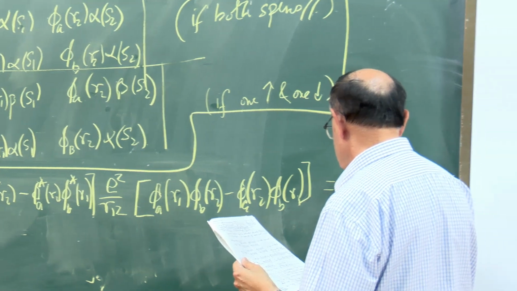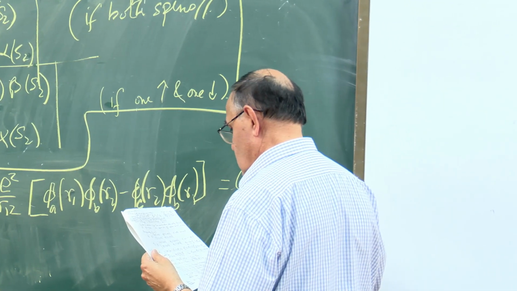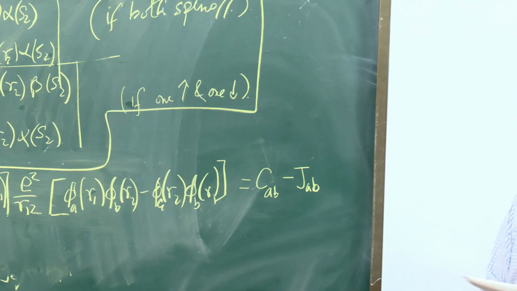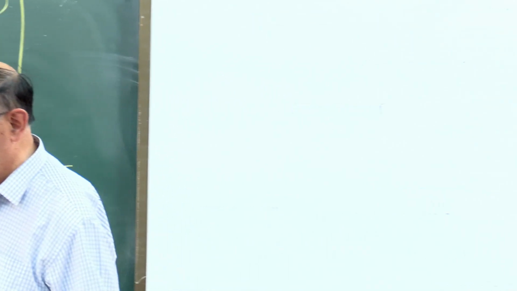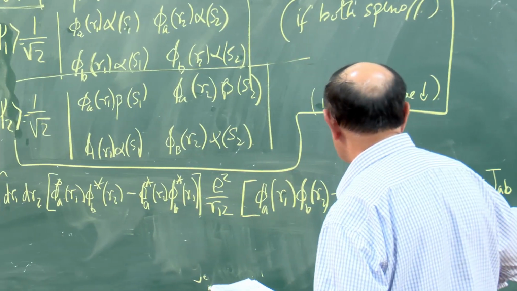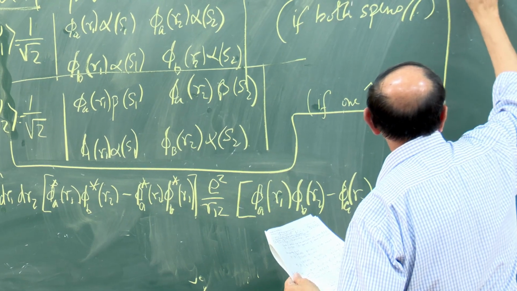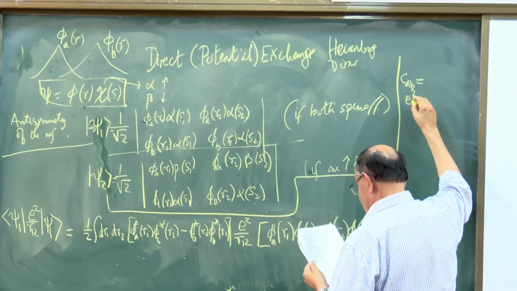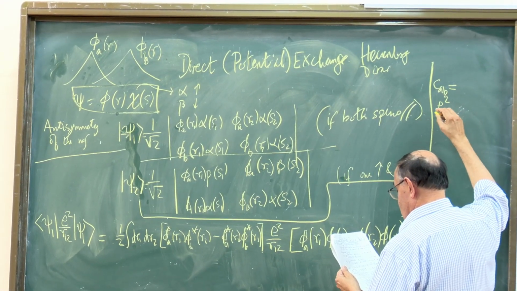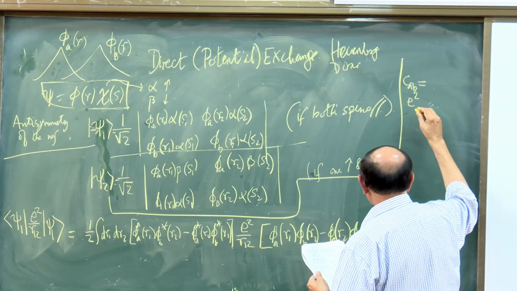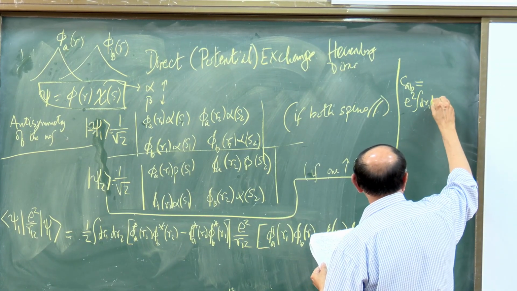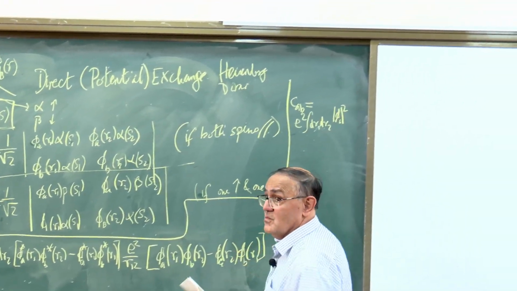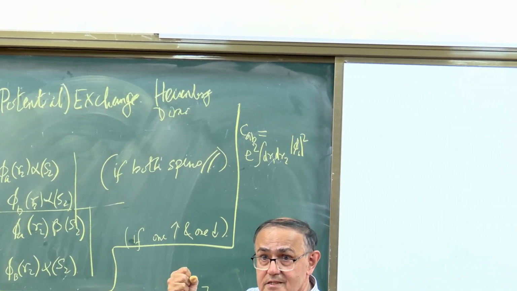Okay, so this turns out to be CAB minus JAB. I'll write down now what C and J are in terms of these integrals. So, CAB is, as you might think, the ordinary charge contribution, which is integral dr1 dr2 mod phi squared. As you know, mod phi a squared will give you the actual charge.